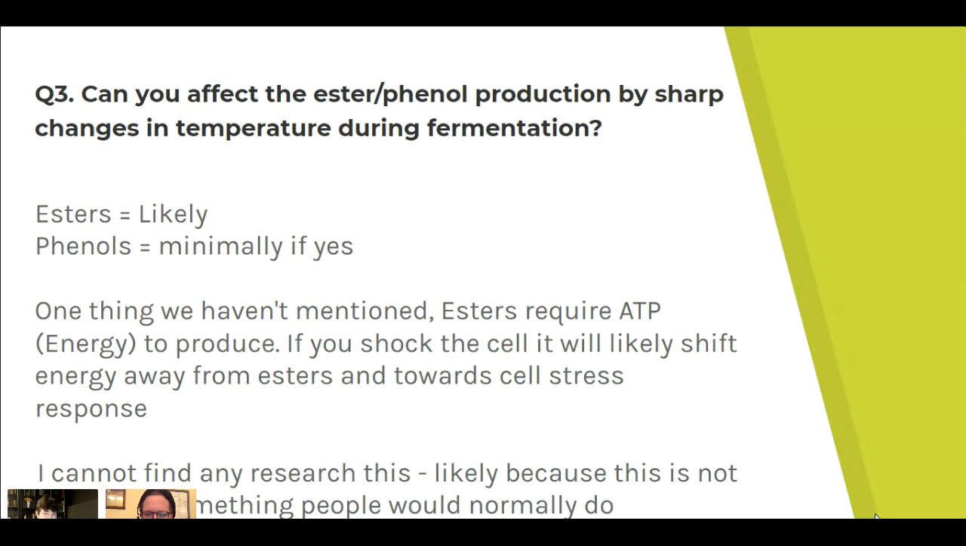I can't find any research on this, which we probably won't, because this is something that no brewery would be doing. I can't see any brewery wanting to do this for any intentional reason. I don't have much to say past that. I would not recommend you do this. If you do see an increase in phenols and esters, I would probably argue it's more likely due to cell death and autolysis than the cells producing these compounds.